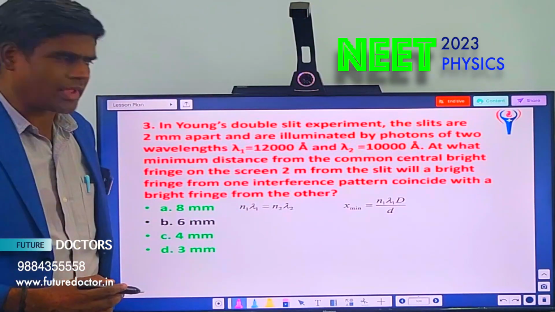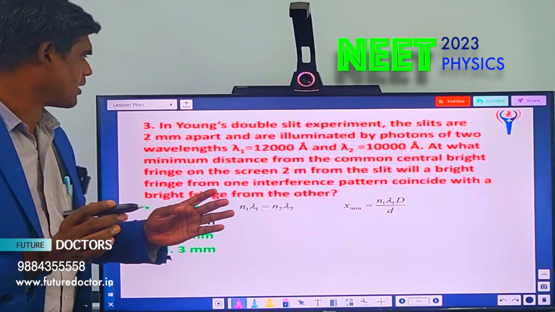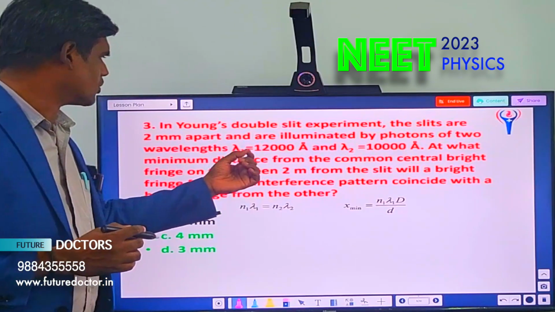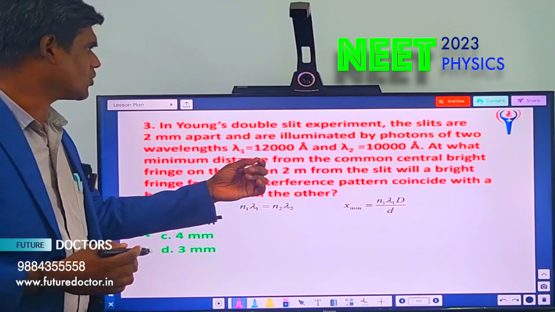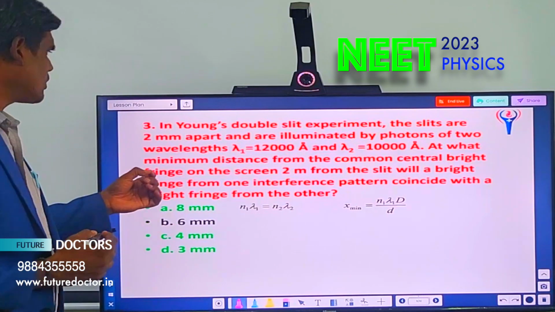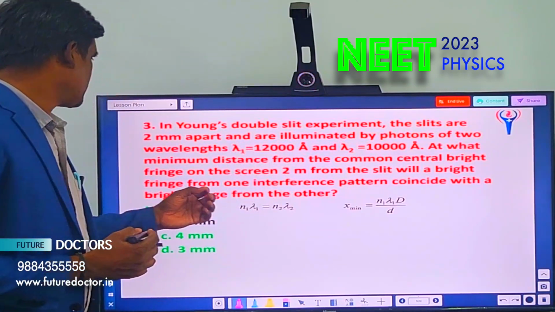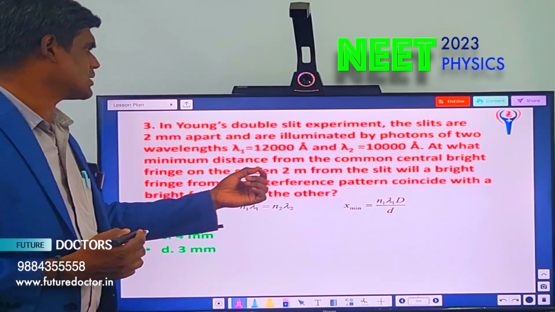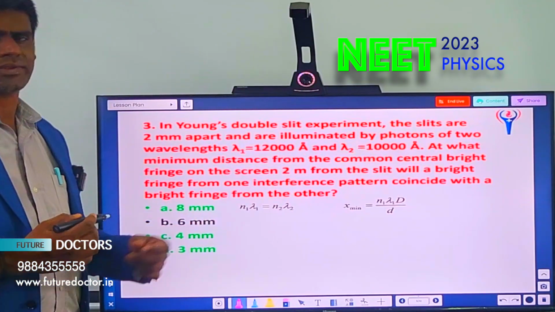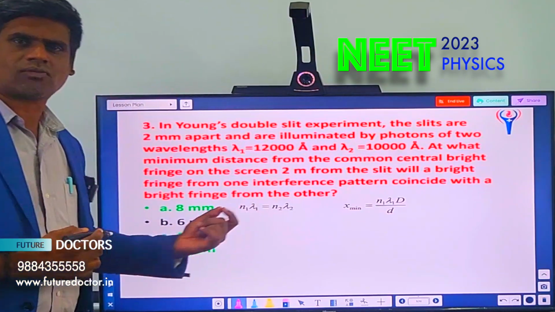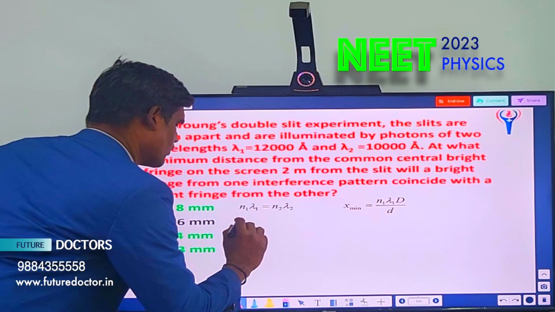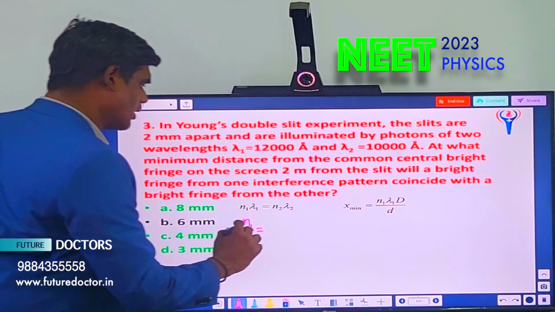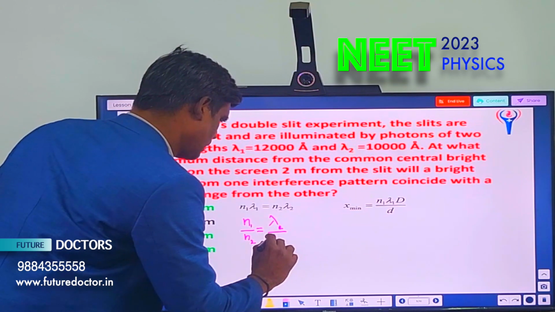In Young's double slit experiment, the slits are 2 millimeter apart and are illuminated by photons of 2 wavelengths, lambda 1 equal to 12,000 Armstrong and lambda 2 equal to 10,000 Armstrong. At what minimum distance from the common central bright fringe on the screen, 2 meter from the slit, will a bright fringe from one interference pattern coincide with the bright fringe from the other? The first formula is n1 lambda 1 equal to n2 lambda 2. From that, find n1 by n2. n1 by n2 equal to lambda 2 by lambda 1.